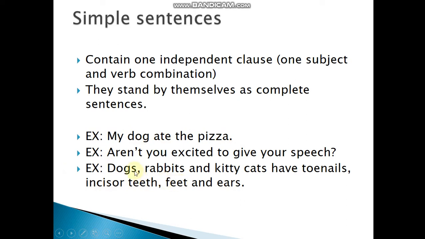As you can see, in the third example, you have dogs, rabbits, and kitty cats. These are compound subjects. But having compound subjects doesn't mean you will be having compound sentences. No. You can have compound subjects when you write simple sentences.